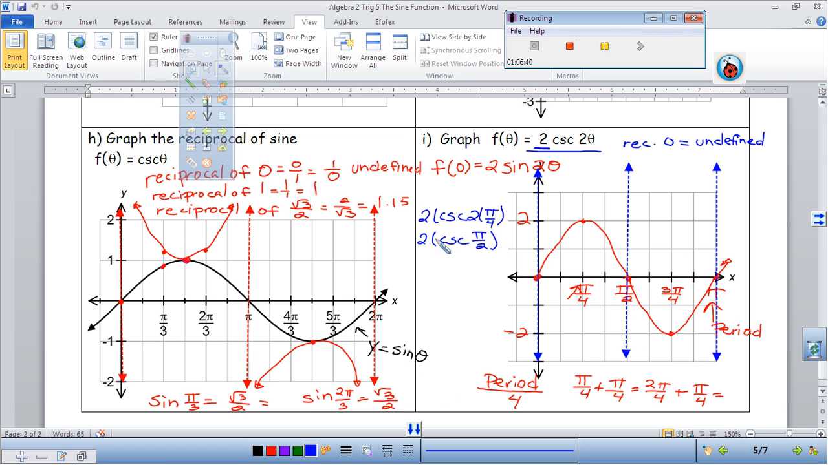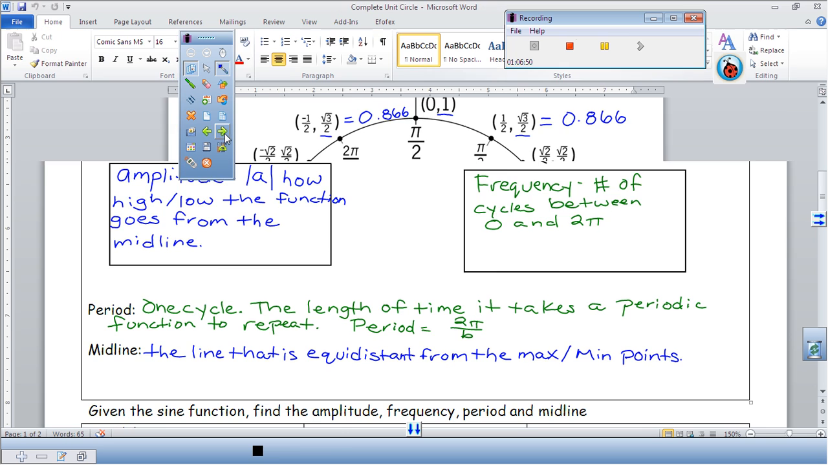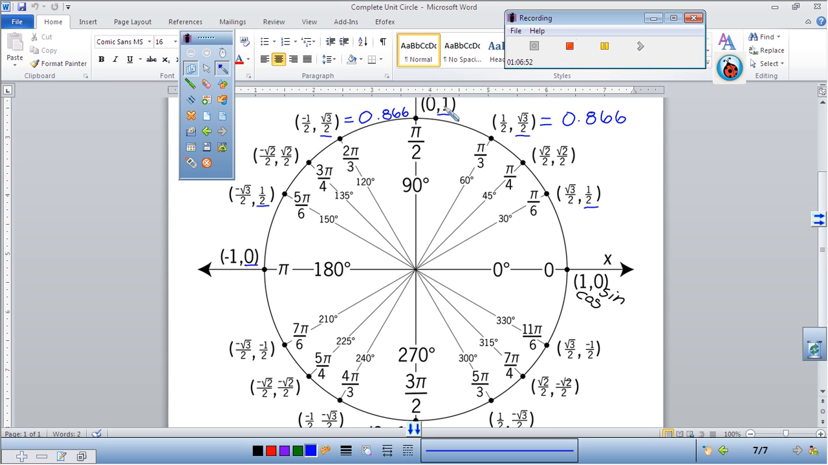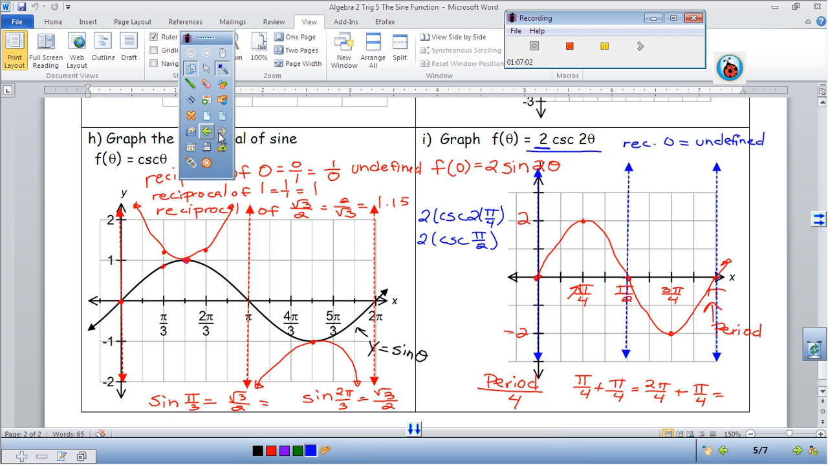We go back to our unit circle. Pi over 2, the sine is 1. I want the reciprocal of 1, which is 1. So the cosecant of pi over 2 is 1. Times 2 is 2. So my point's going to be here. It'll be the same for negative 2 here. So the reciprocal of negative 1 will be negative 1, times 2 is negative 2.